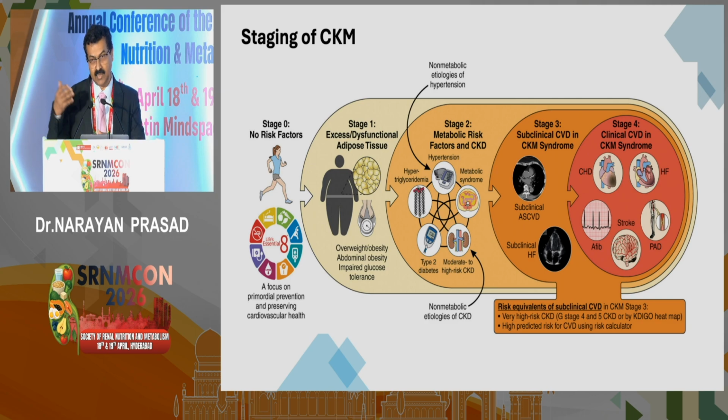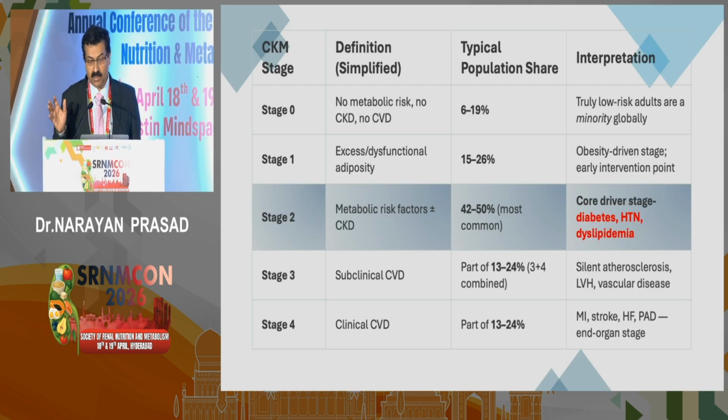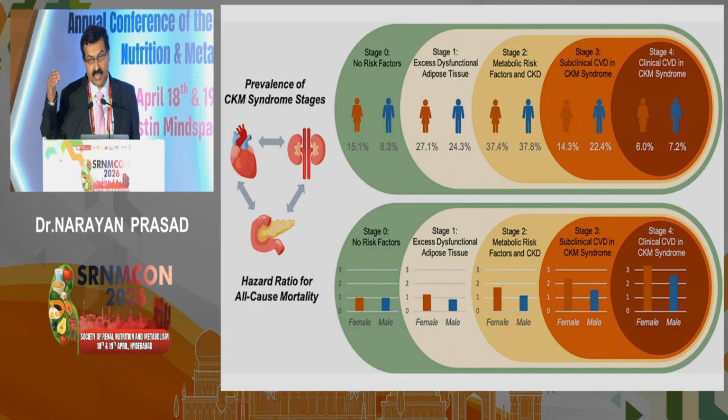When I look at CKM, there are different stages. Stage 0 has no risk factors. When only risk factors are present with no typical disease, it is stage 1. Stage 2 is when the risk factors lead to diabetes, dyslipidemia and hypertension, a metabolic syndrome kind of situation. When subclinical manifestations come, it is stage 3. When overt clinical manifestations come into the picture, it is stage 4, cardiovascular kidney metabolic syndrome. The majority of patients fall into stage 2, where 40 to 50% of patients lie, and the core drivers of this stage are diabetes, hypertension and dyslipidemia. Looking at the stage-wise data, the most alarming factor is that it is more common in females, as the lower infographic shows.